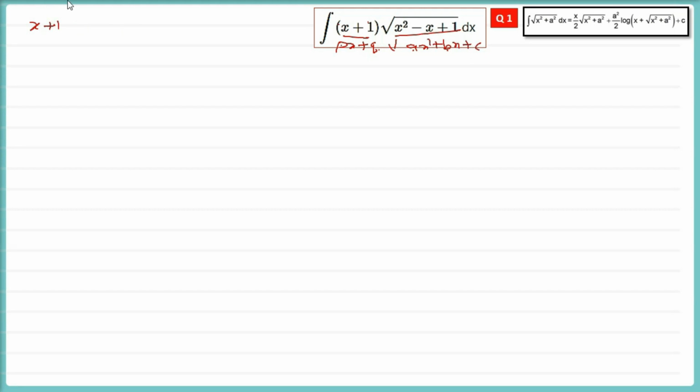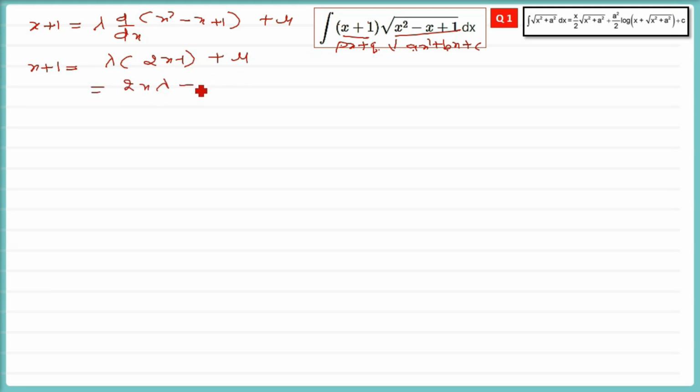x plus 1 will be equated as what? It will be lambda into differentiation of x square minus x plus 1, and then we have a mu. Lambda and mu will be computed because all other things are known. So x plus 1 will be equal to lambda into 2x minus 1 plus mu. Now multiply this lambda inside, so it will be 2x lambda minus lambda plus mu.